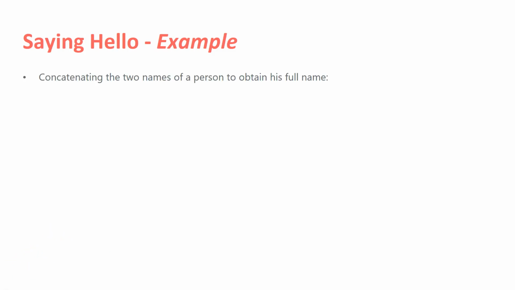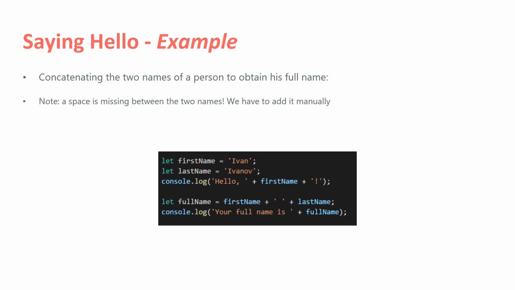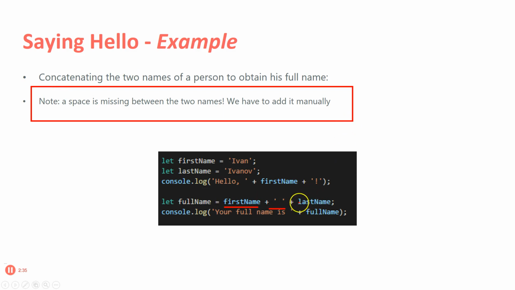So, a saying hello example. Concatenating the two names of a person to obtain their full name. Note that a space is missing between the two names and we have to add it manually. So I have here let firstName equals my string and the lastName. Then inside console.log I'm saying 'Hello, ' plus firstName plus an exclamation mark. Then I'm saying let fullName equals firstName plus a space, exactly for this note, plus lastName.